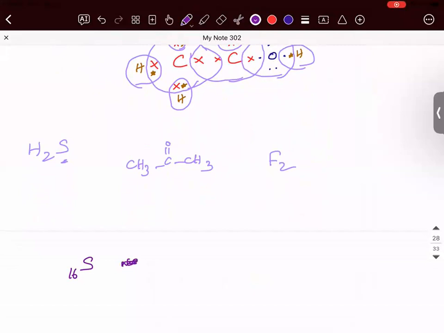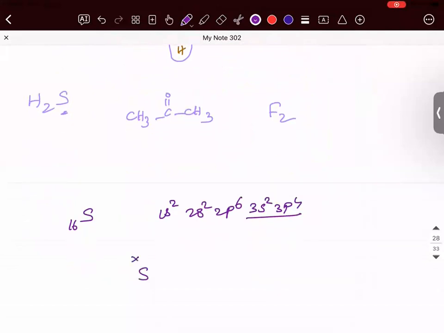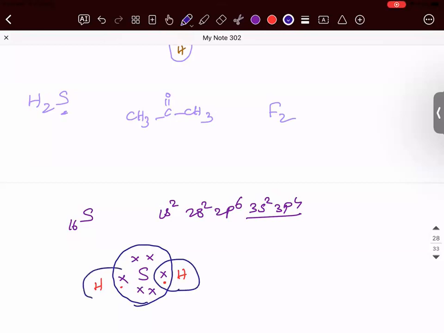So sulfur becomes 16, it becomes neon. That means 1s2, 2s2, 2p6, 3s2, 3p4. So it is the valence electron. So around sulfur 1, 2, 3, 4, 5, 6. So the hydrogen always will give one electron each. So when you are rounding, you will get the structure like this. So H, S, H, 2 lone pairs. Correct எழுதிருக்கீங்களா? 2 lone pairs.